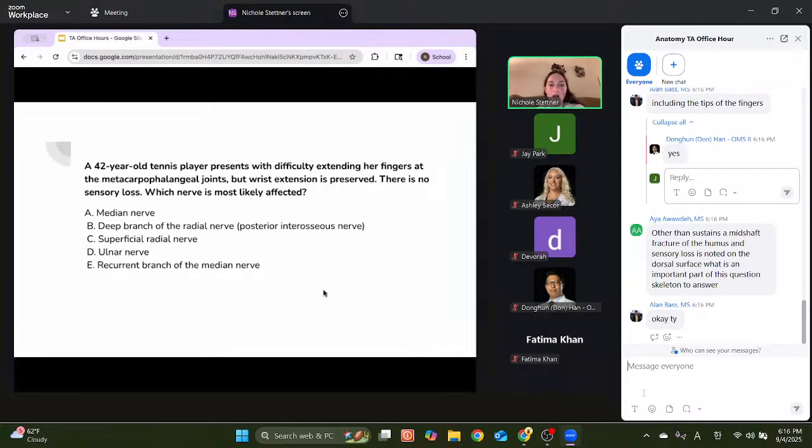Okay, here's another problem. A 42-year-old tennis player presents with difficulty extending her fingers at the MCP joints, but wrist flexion is preserved. There is no sensory loss. Which nerve is most likely affected?